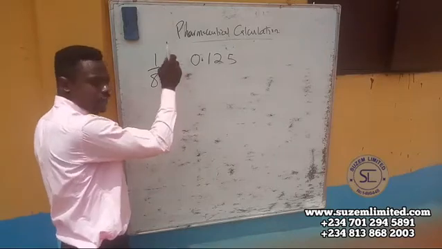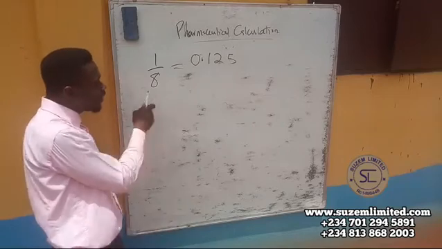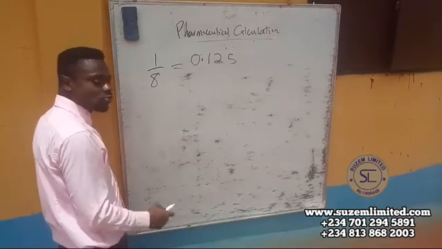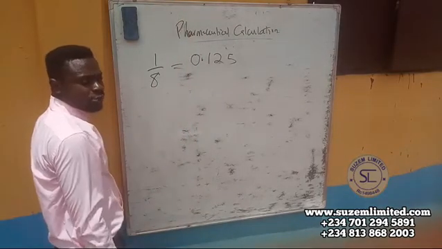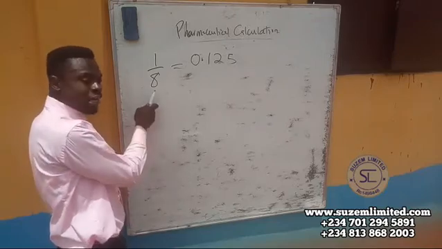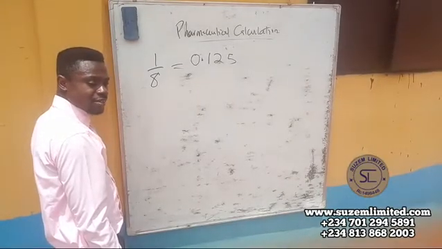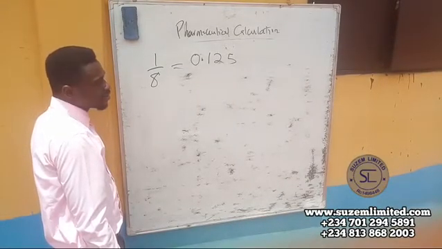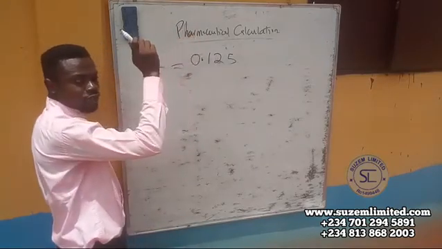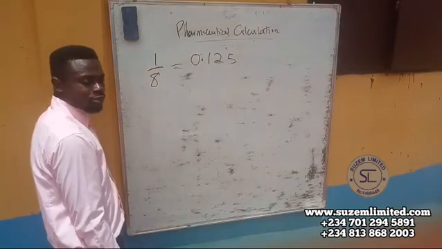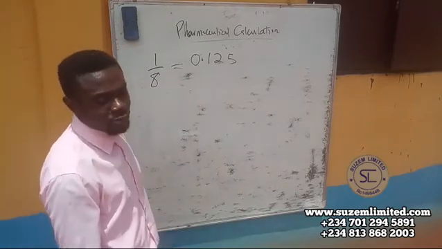1 divided by 8 is 0, remainder 1. We multiply that 1 by the base we are working on: 1 times 10 is 10. 10 divided by 8 is 1, remainder 2. You multiply again by the base: 2 times 10 is 20. 20 divided by 8 is 2, remainder 4. You multiply it by the base and it becomes 40. You continue your division.